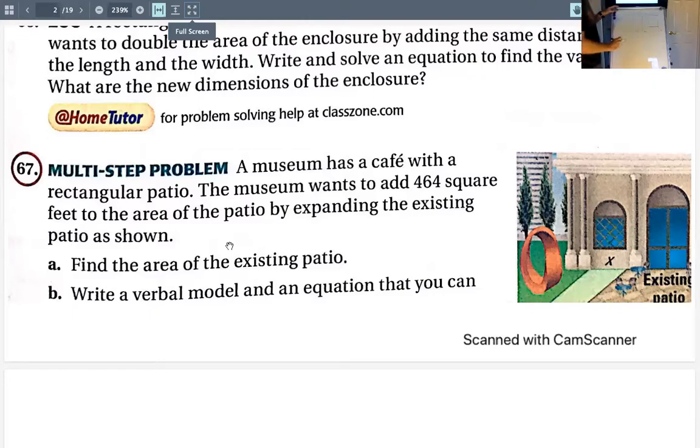Oh, wait a minute. The way it's showing is not adding it the way we did before. It's just adding on one side. No, then that'd be, wouldn't it? This is why. Find the, okay, so the museum wants to add 464 square feet to the area. Are we missing something? Are we missing information that we should have had?